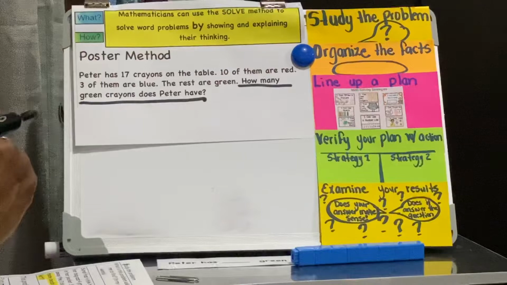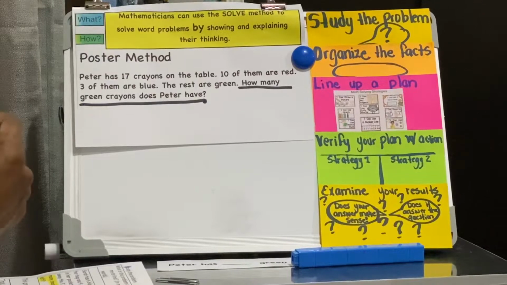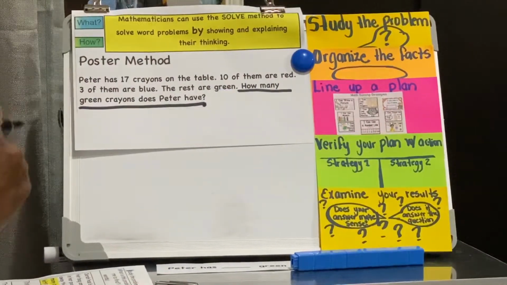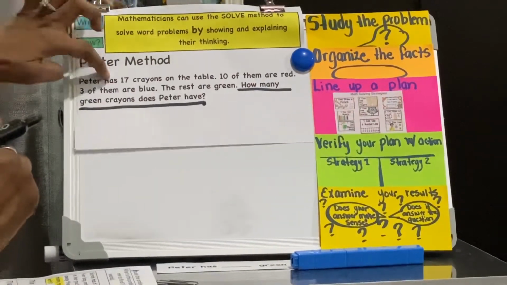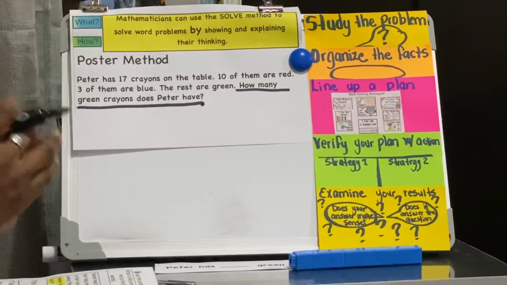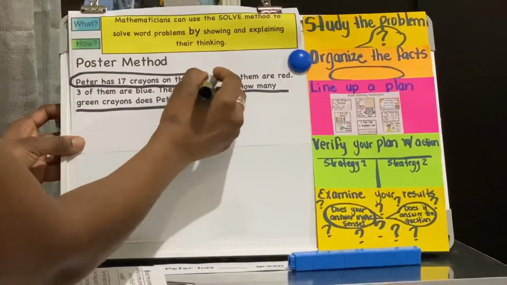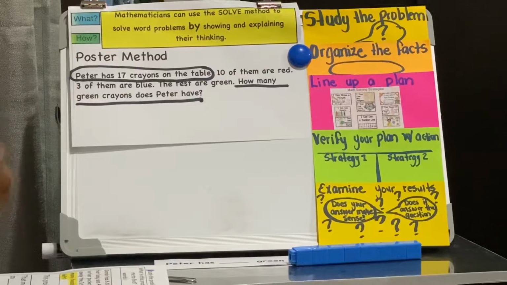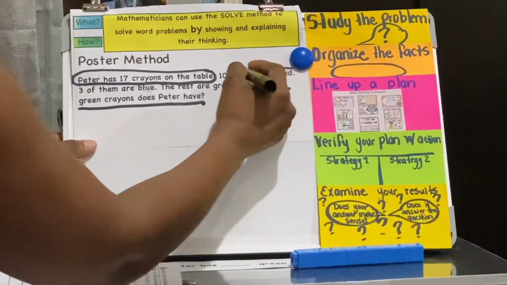You can stop and turn and talk to someone at home. If you don't have anyone to talk to, you can think to yourself, what information is this problem giving us? Let's see. Peter has 17 crayons on the table. That's an important fact. I am going to circle it. Next, 10 of them are red. Do you think that's important? Is it necessary to solve the problem? Yes. I'm going to circle this important fact.